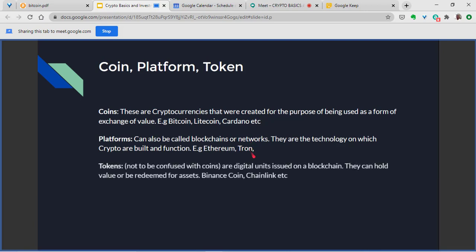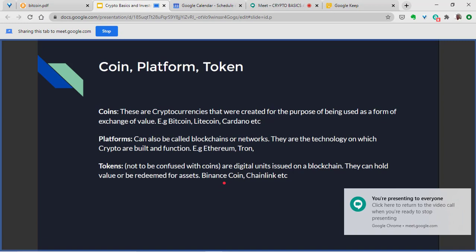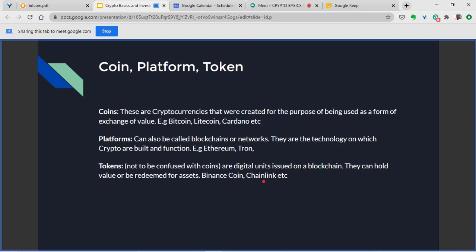Now, what is a token? Tokens are those things you can build on these platforms. So you have Binance Coin, which is the utility token of the Binance exchange. Basically, if you want to get some work done on the Binance exchange, you give them Binance Coin, they accept it, and it's valuable for that purpose. Then Chainlink. I know Chainlink has been the rave for those who have been monitoring the cryptocurrency market. Funny enough, I'm not really sure what it does, but maybe in another class we would look at it. Those are tokens. They're digital units issued on the blockchain.